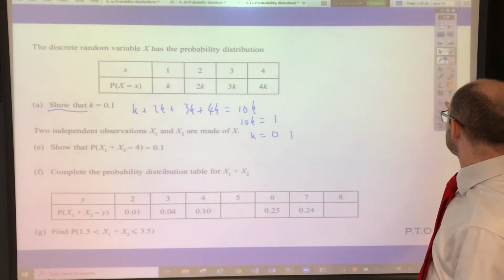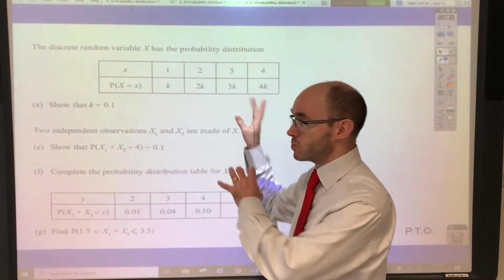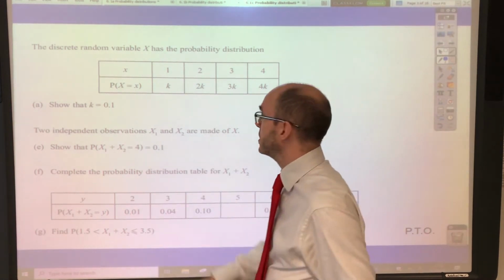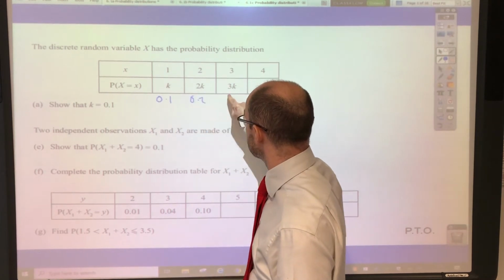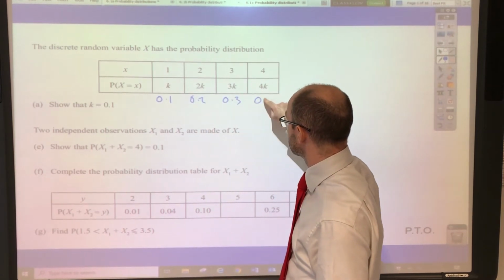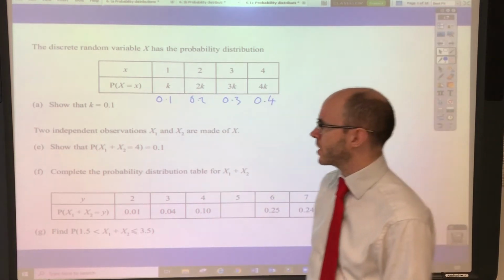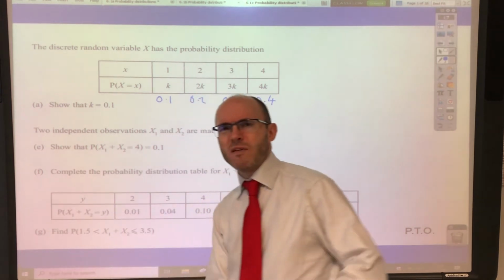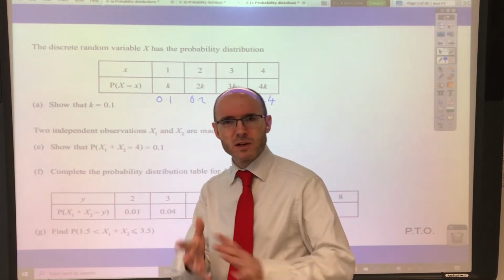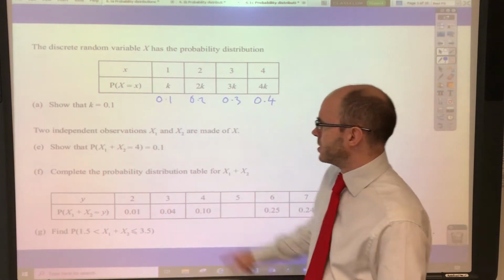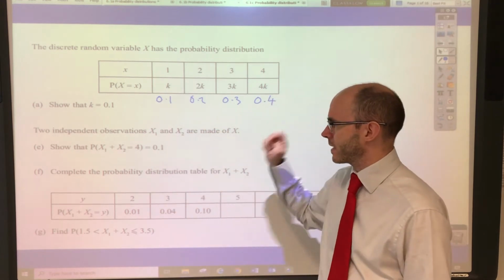Right, so swiftly moving on. What I suggest you do is then just rewrite the table with the actual probabilities because it might help you with the rest of the question. So let's just write that as, k is 0.1, so 2k would be 0.2, 0.3, 0.4. And those are the probabilities of these happening. So swiftly onwards to part E. Well, I missed out B, C, D. I can't remember what they were actually, but obviously about something else that we don't need to do in this section. Two independent observations, capital X1, capital X2, are made of X.